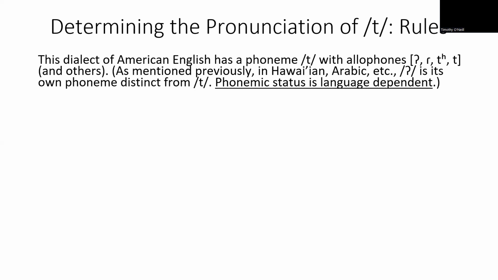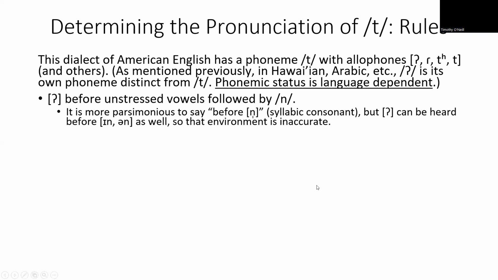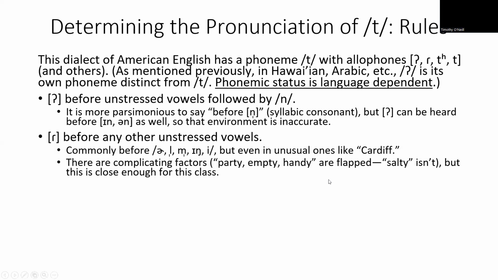So in Hawaiian, in Arabic, that glottal stop is its own phoneme distinct from T. So here's the distribution we found for English. We saw a glottal stop before unstressed vowels followed by N. That's the most specific one, so that's why we're starting with it. It's flap. It comes out as a flap before other unstressed vowels. So commonly like butter, L like battle, M like bottom, ing like bedding, E like party.